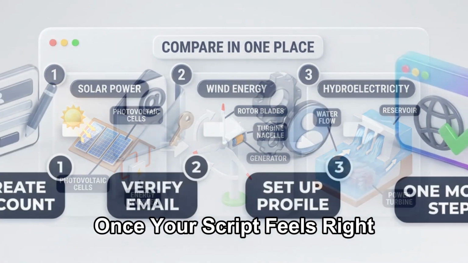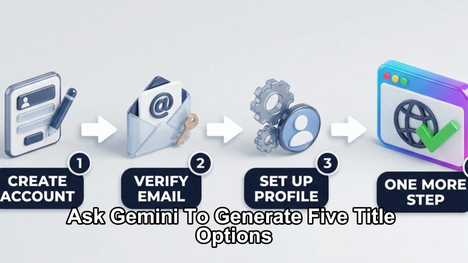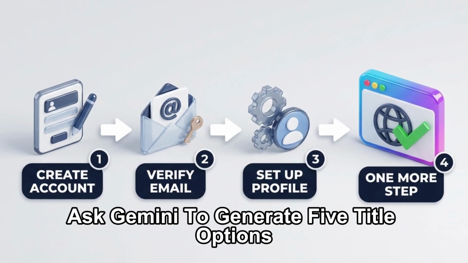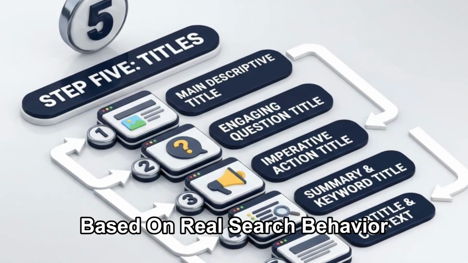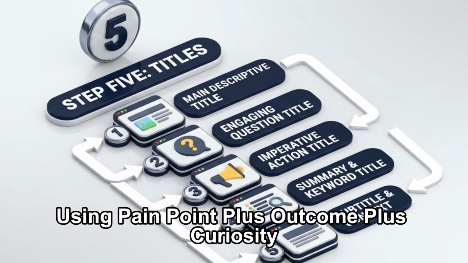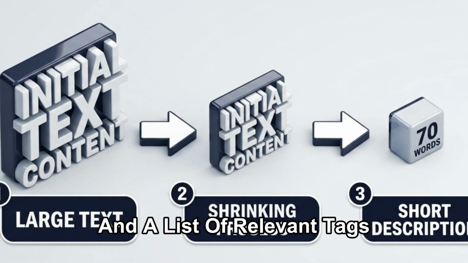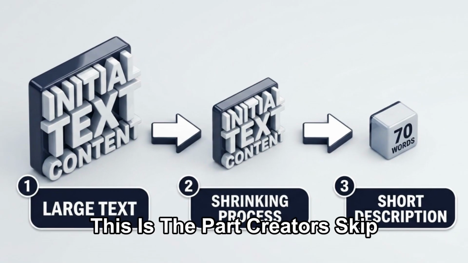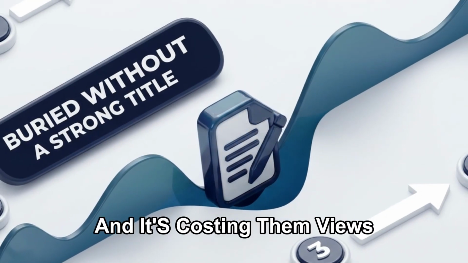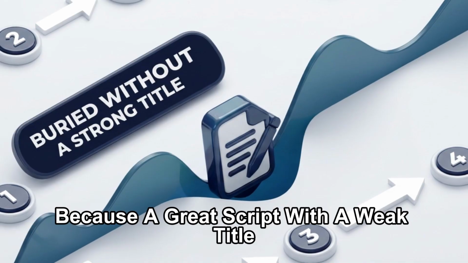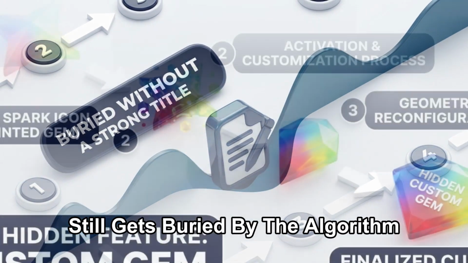Once your script feels right, don't close the tab yet. Ask Gemini to generate 5 title options based on real search behavior, using pain point plus outcome plus curiosity. Then ask for a short YouTube description under 70 words, and a list of relevant tags. This is the part creators skip, and it's costing them views, because a great script with a weak title still gets buried by the algorithm.